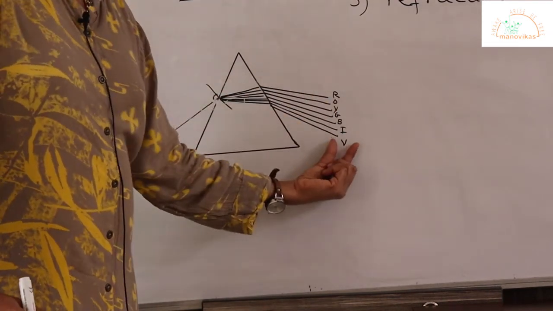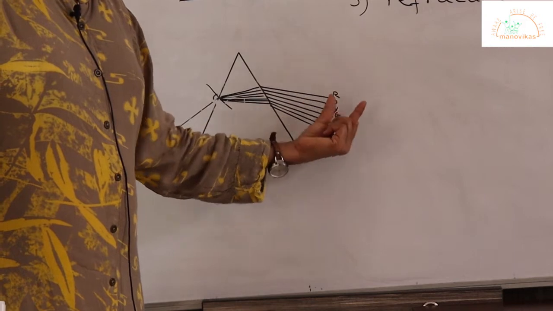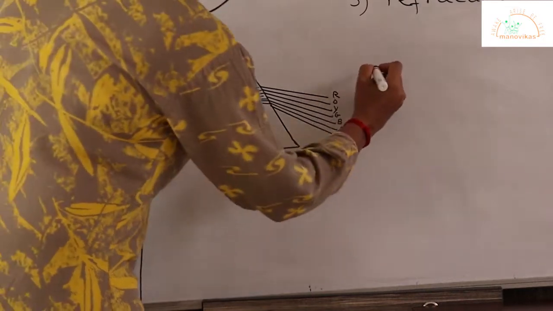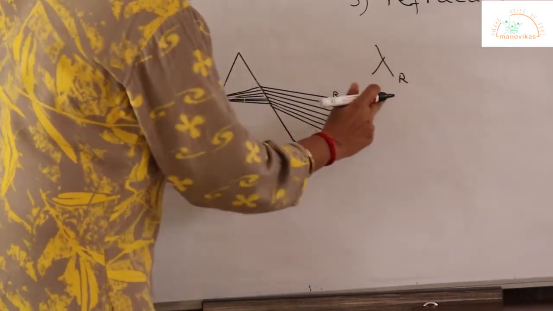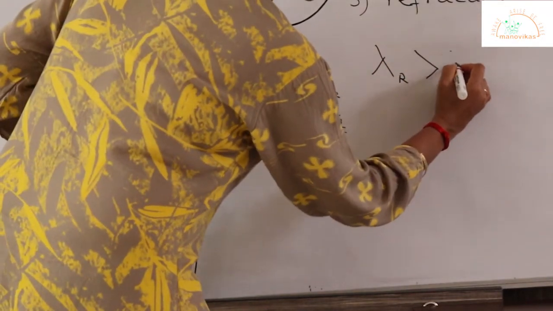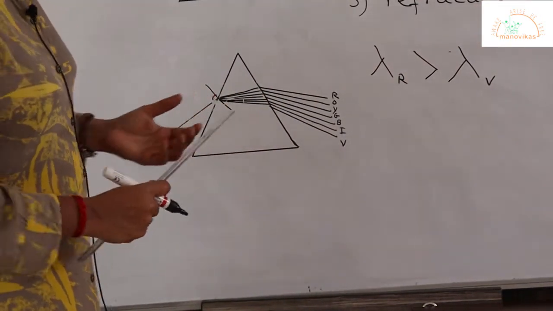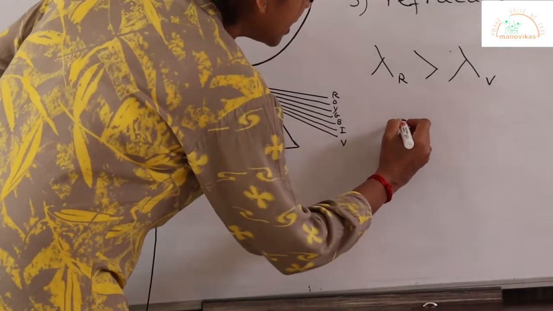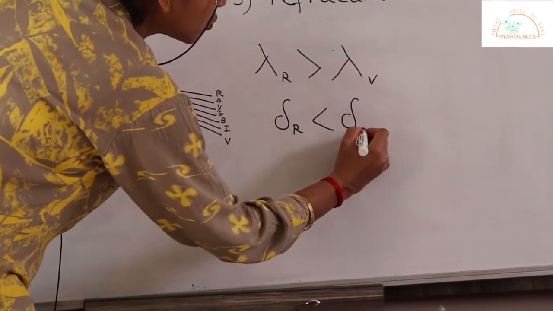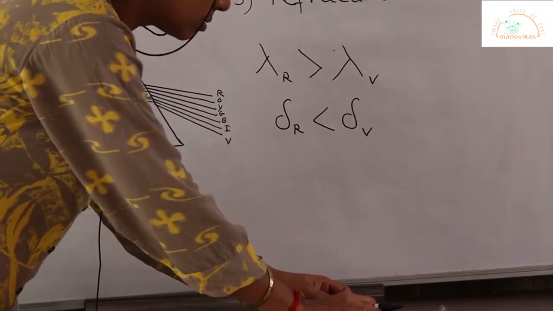and violet is the one which has got the shortest wavelength, whereas red has got the highest or the longest wavelength, okay. Now you can say that wavelength of red is greater than the wavelength of the other colors, and then eventually it is violet, right. But deviation produced will be most in case of violet. Now delta for red will be less as compared to deviation produced for violet, right.